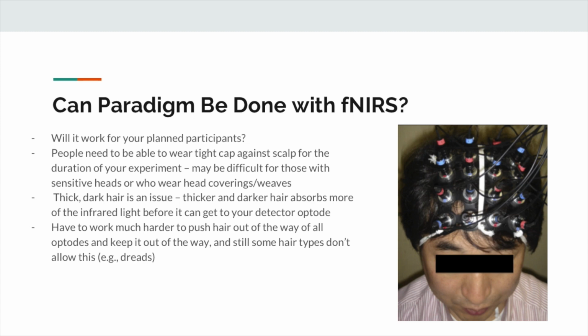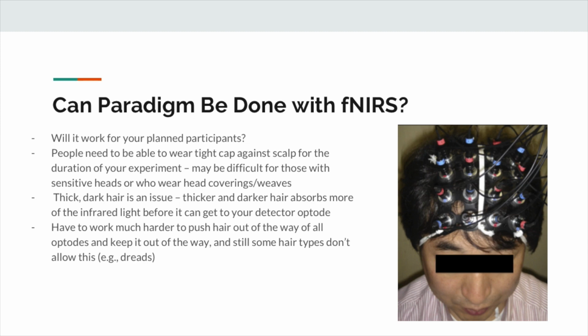So you want to make sure your participants are not going to be particularly sensitive to wearing a tight cap, or that they are not wearing anything that would get in the way of the optodes making contact with their scalp. For instance, if you were running an experiment that included Muslim women who were hijabis, then you would have to be able to have them remove their head covering, which many might not want to do. Or if someone has permanent hair extensions installed or weaves, the tracks of those hair wefts are going to get in the way of your optodes making contact with the scalp, and you can't really move those out of the way.